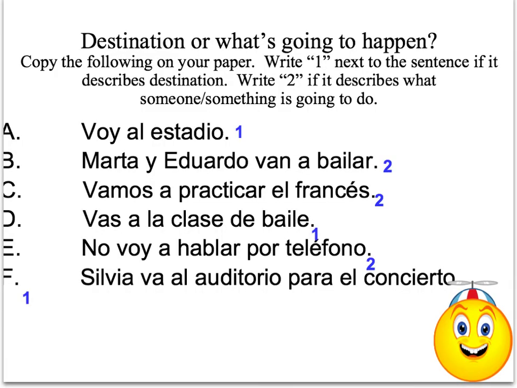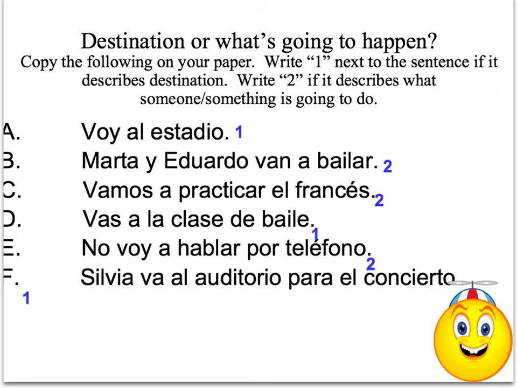Okay, on this one, I know it already tells you the answers, but I really wanted you to decide and to think about, are these talking about a destination or are they talking about something that someone is going to do? So in your notes on the bottom of that page, I want you to write these sentences down and then put out beside their destination or what someone is going to do. That way you have those examples for later.